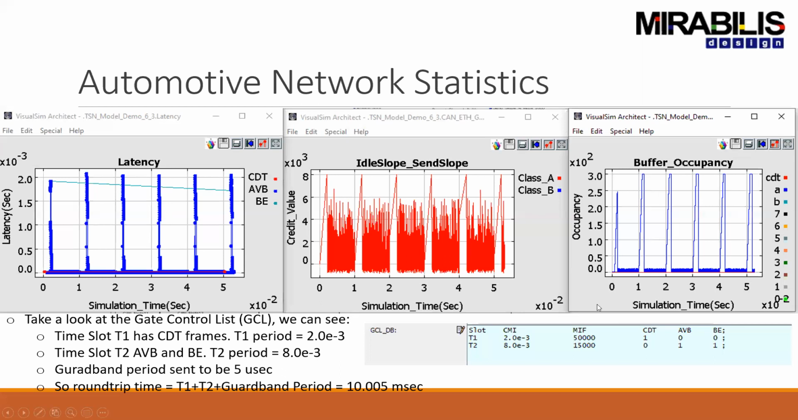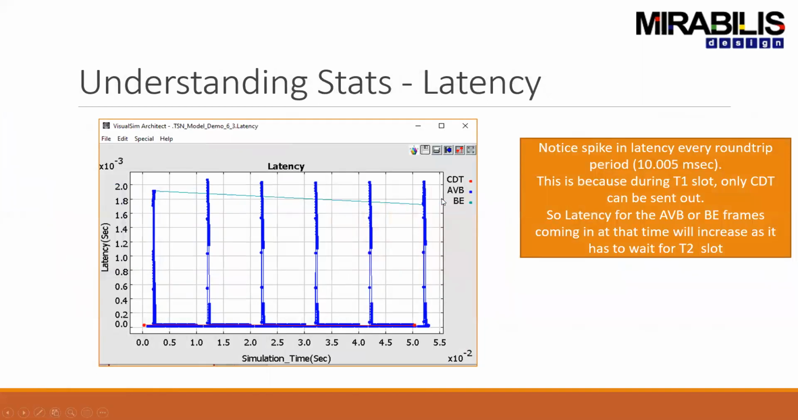Of course, you can also look at the buffer occupancy at different points. You can see the Class A buffering is pretty substantial, which means there's not enough idle slope or send slope data available for Class A traffic. That's also one of the reasons why it's being buffered. Now, let's focus specifically on the latency itself.